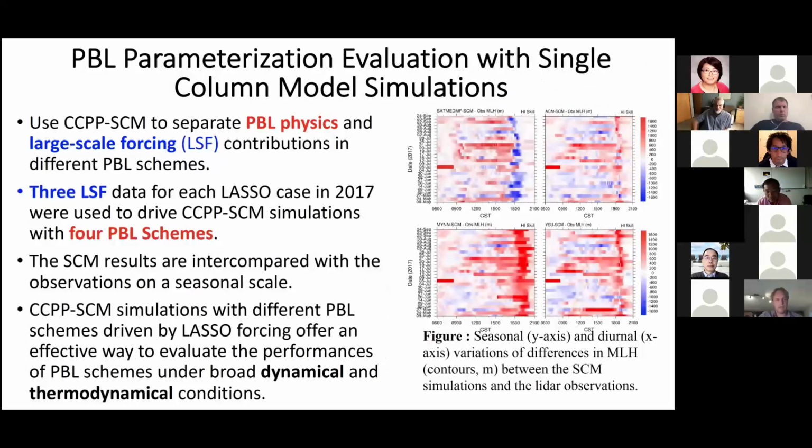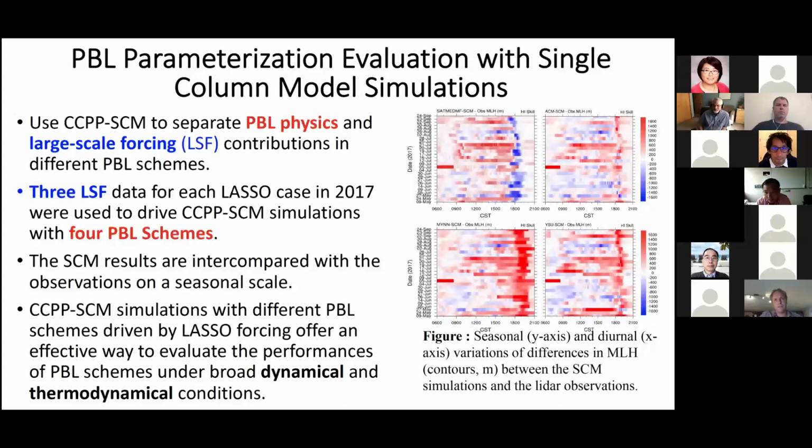So this summarizes what we do with the model. Okay, so now Lulin and the NCAR team have the community physics package, which includes a single column model. We can drive this model with selected different PBL physics, and also drive it with LASSO simulations, which use different large scale dynamics. So in this case, we can separate the large scale dynamics and the PBL physics in the simulation.